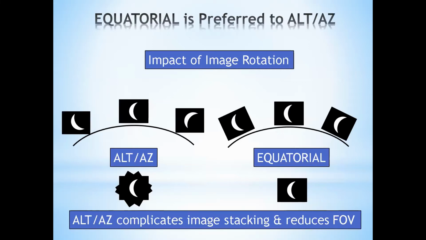Why is Equatorial better than Altaz? You can see the impact of image rotation. With an Altaz system, even though the object that you're viewing is rotating around with the rotation of the Earth, your frame is always vertical. So when you try to take multiple images and stack them, you wind up losing the periphery of your image because all of these are misaligned from each other.